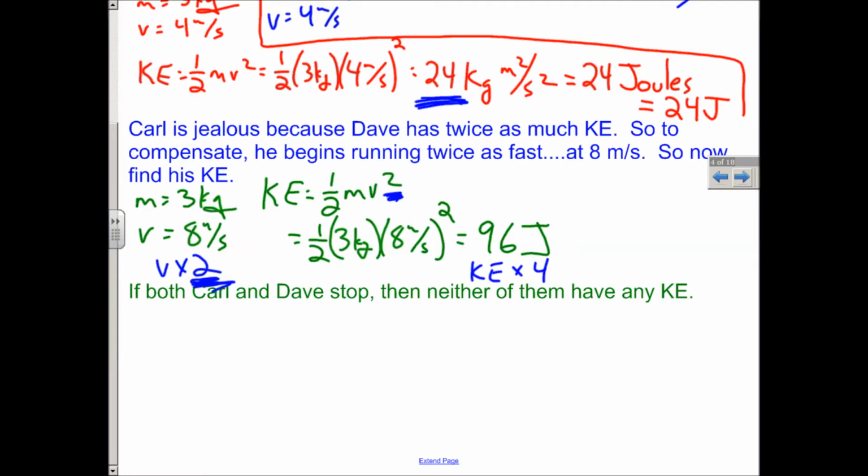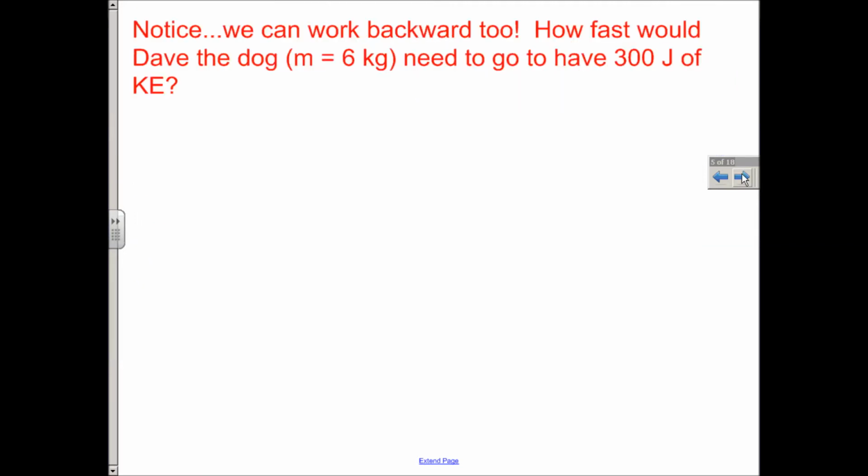Finally, if both Carl and Dave stop moving, then neither of them have any kinetic energy. All right? All right, moving on. We can go backwards too, right? How fast would Dave the dog need to go to have a kinetic energy of 300 joules?